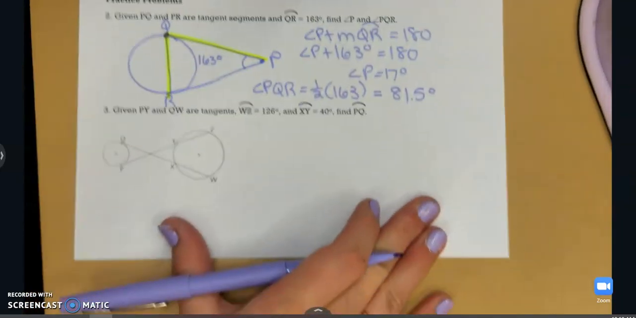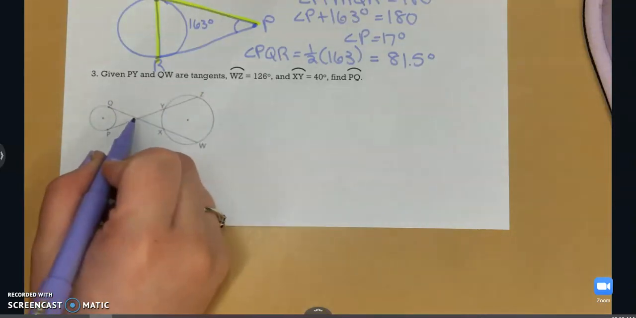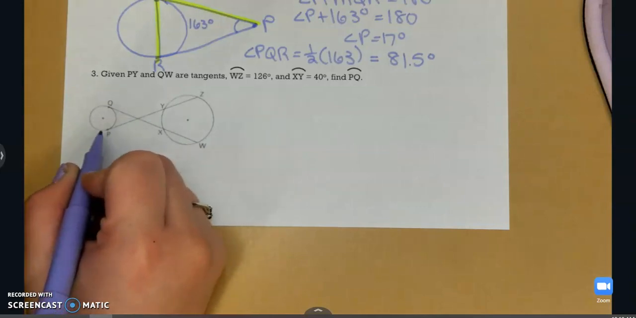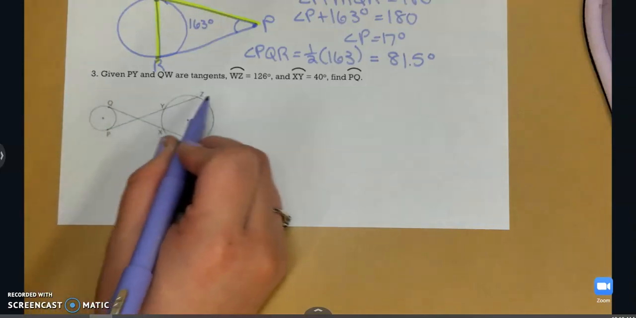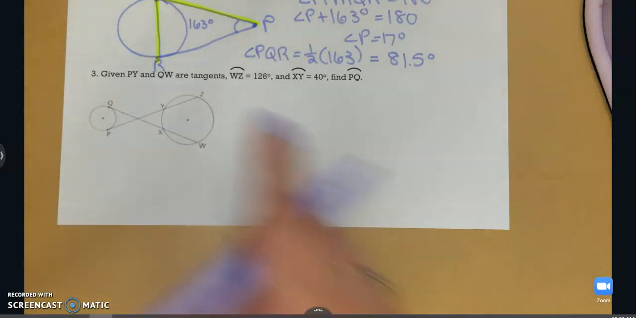Okay, on to our last example for this set of notes. Given PY and QW are tangents, now let's talk about which circle they're tangent to. Tangents only touch the circle at one point. So they're tangent to this smaller circle, but not the larger circle. They are secants of the larger circle.